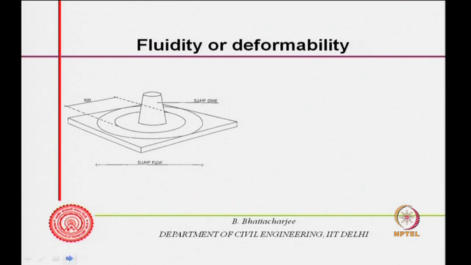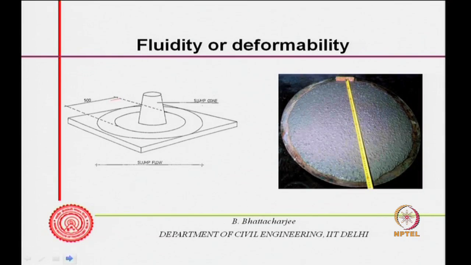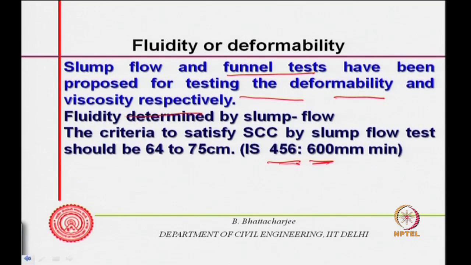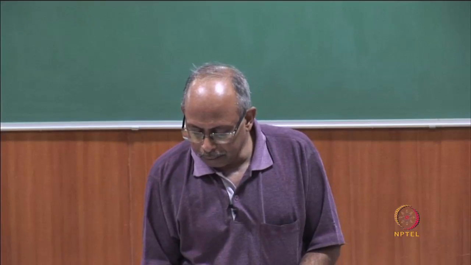This is your slump cone, and these are the markings. This is about 500, and then you fill it in the standard manner, and as you fill it in, lift it up, it should spread like this. Measure this spread. This spread is the slump flow, and this flow minimum should be 64 to 75 centimeter, from 20 centimeter it should go to about 64 to 75 centimeter.